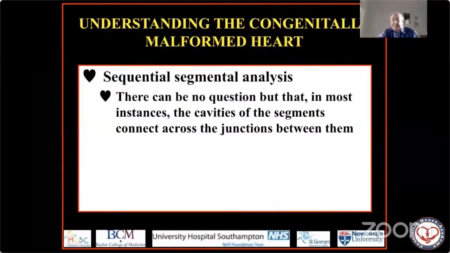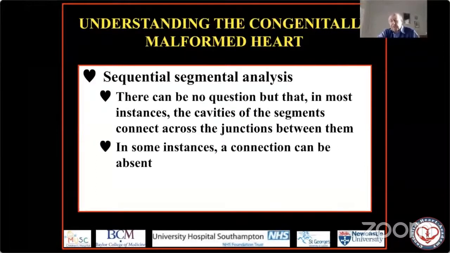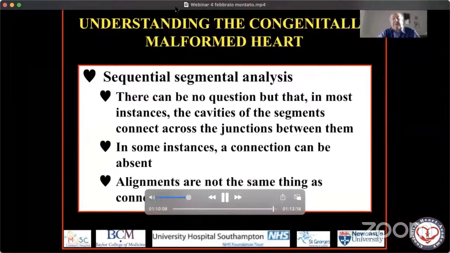So there we are. I've introduced to you the differences between the initial segmental approach and what we now call sequential segmental analysis. Because I don't think any of you would doubt that in the majority of cases, the cavities of the segments do indeed connect across the junctions between them. And now you've seen that in some instances, we've chosen to illustrate this in the setting of tricuspid atresia, a connection can be absent.